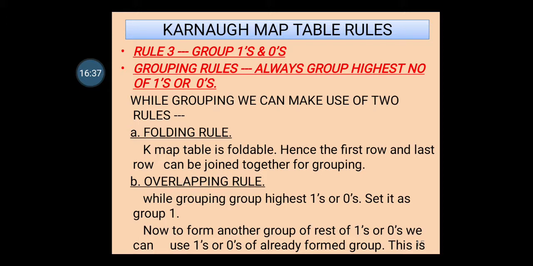Now next, the meaning of the overlapping rule: there is one group which is already formed, and there are some other ones outside which are not yet grouped. So that one can be grouped with the ones which have already been grouped. This is called the overlapping rule.